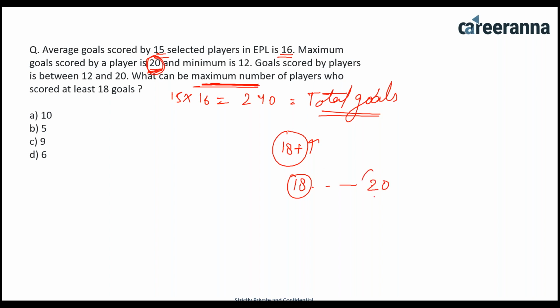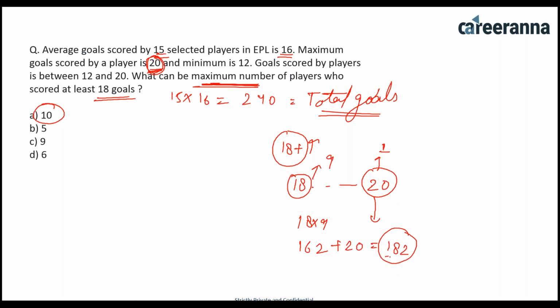So it is 20. Now, as per the question, if I take 10 to be the answer, try to understand what can be the maximum number of players who scored at least 18 goals. If one person scored 20, and I take 10 to be the answer, I am left with 9 persons. Is it clear to everyone? 18 multiplied by 9, what is the total number of goals? 162 plus 20 of this person, it is 182. So out of 240 goals, 182 are scored by these 10 people, 9 plus 1.